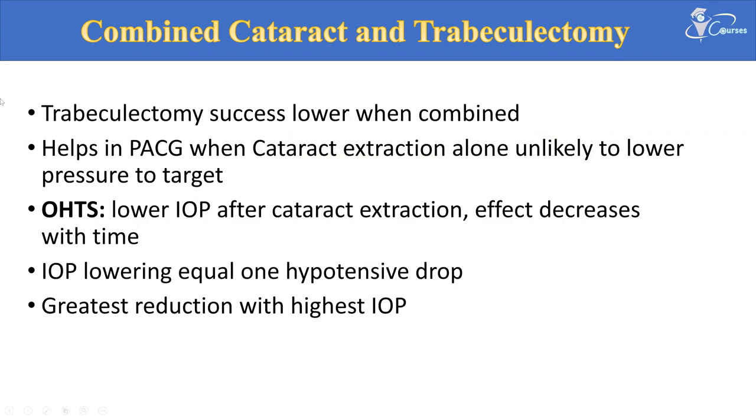According to the Ocular Hypertension Treatment Study, the lower intraocular pressure after cataract extraction decreases with time. So this study showed that doing cataract extraction alone is not enough to control the intraocular pressure over the long term. Intraocular pressure lowering equals one hypotensive drop, with greater reduction at the highest IOP. So the higher the IOP, the more the reduction with the combined cataract and trabeculectomy surgery.